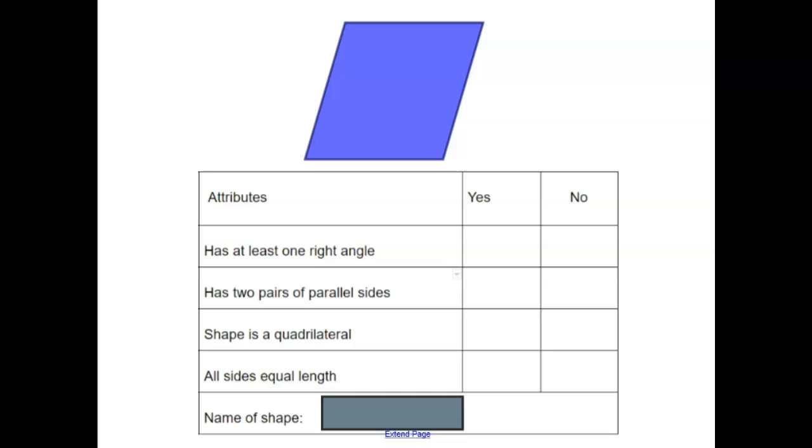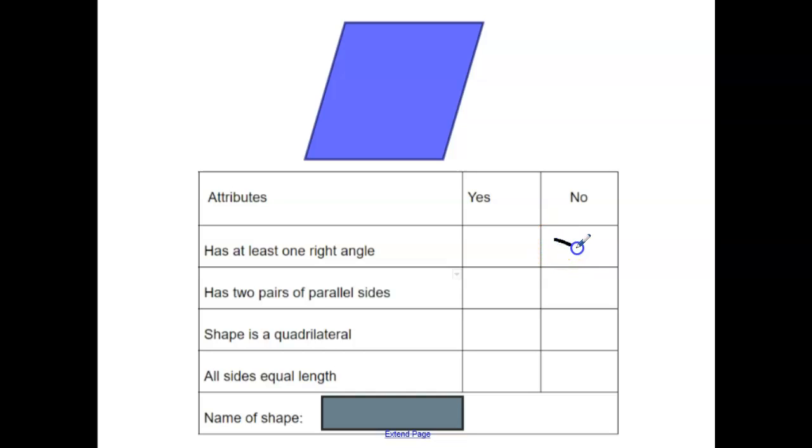Okay, does this shape have at least one right angle? So on this side, it will list attributes. And on this side, we will check the boxes to say whether or not it has that particular attribute. So does this polygon have at least one right angle? Well, let's check. This angle is not a right angle. Is this angle a right angle? Check the angles and determine, does this polygon have any right angles? You're exactly right, and you could have used a piece of paper to check each corner, but this polygon does not have any right angles.